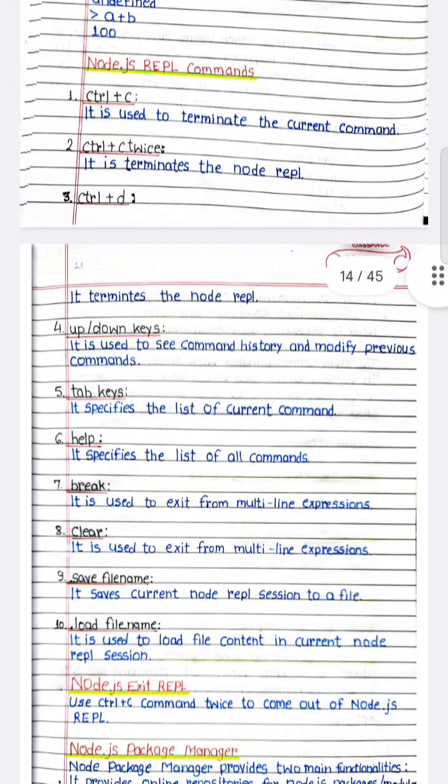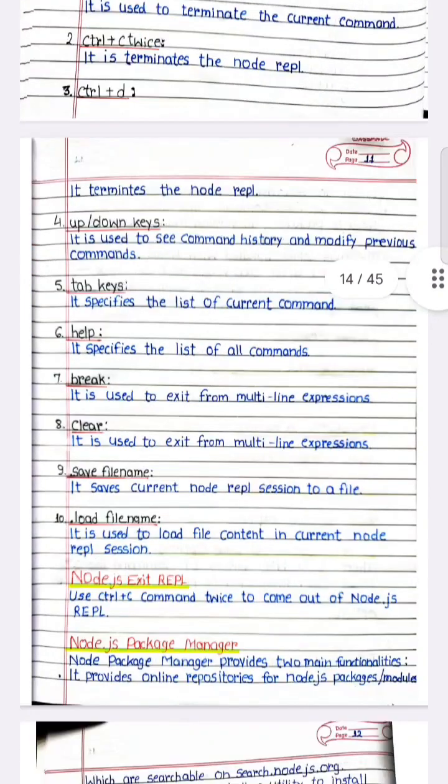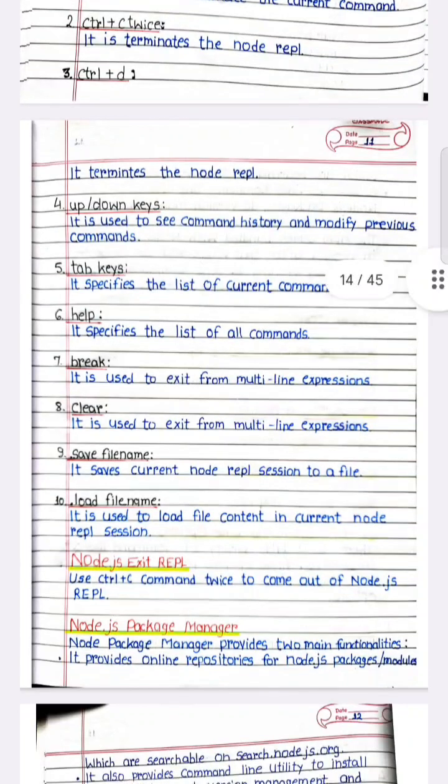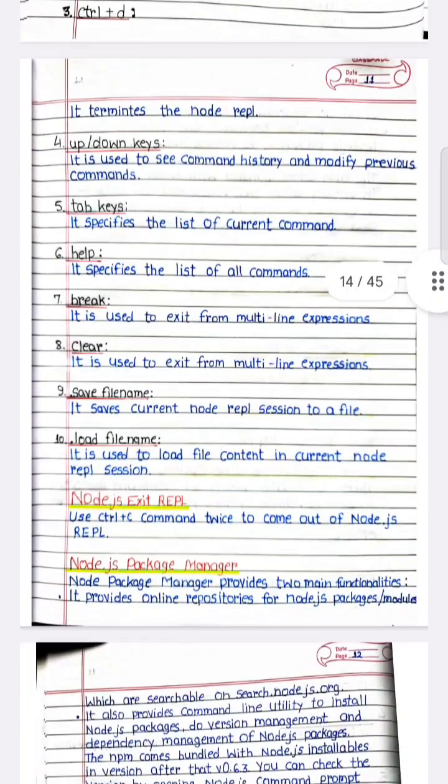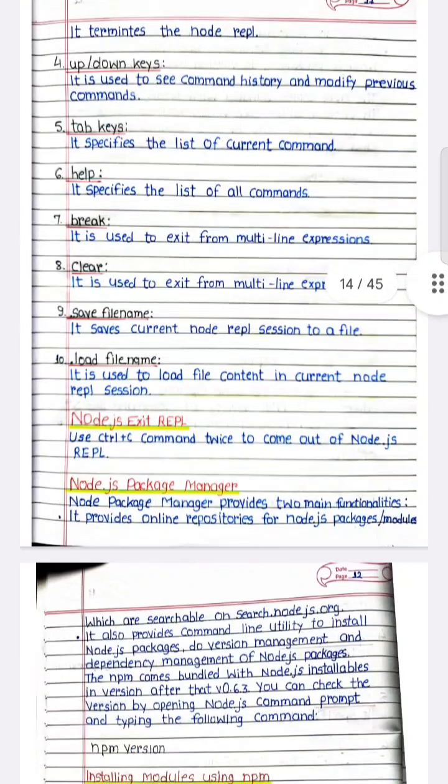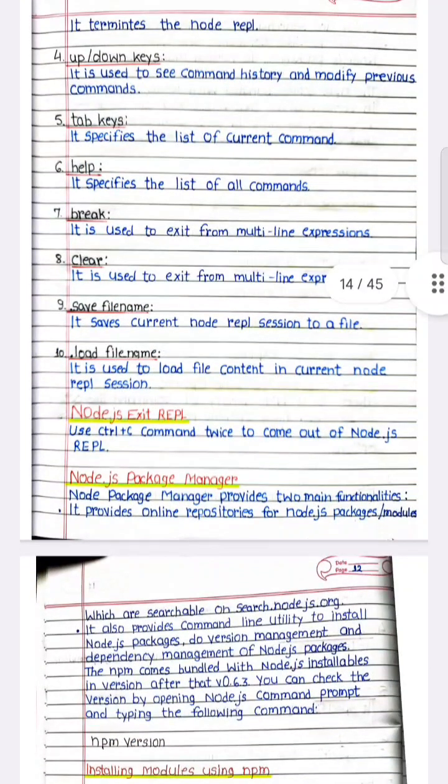Next one is Ctrl+D. If you use Ctrl+D, it will terminate the REPL. Next one is the up and down keys. If you use them, you can see the command history and modify previous commands. Next, the tab key gives a list of the current commands. Next, .help gives a list of all commands.